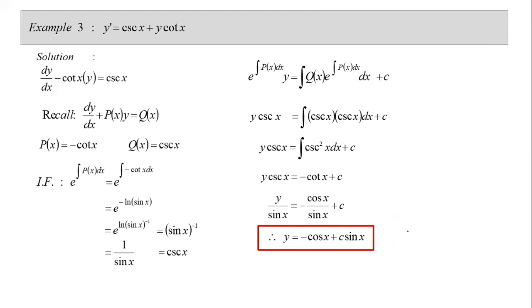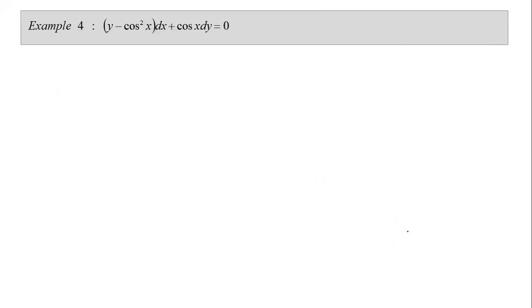Let's have some more. I think there's another problem here. Yeah. That's y minus cosine squared x dx plus cosine x dy equals 0. Okay. Again, you just write this of the form dy/dx plus p of x times y equals q of x to identify whether this is linear in y, or the other one, dx/dy plus p of y times x equals q of y. Okay, let's try the first one.